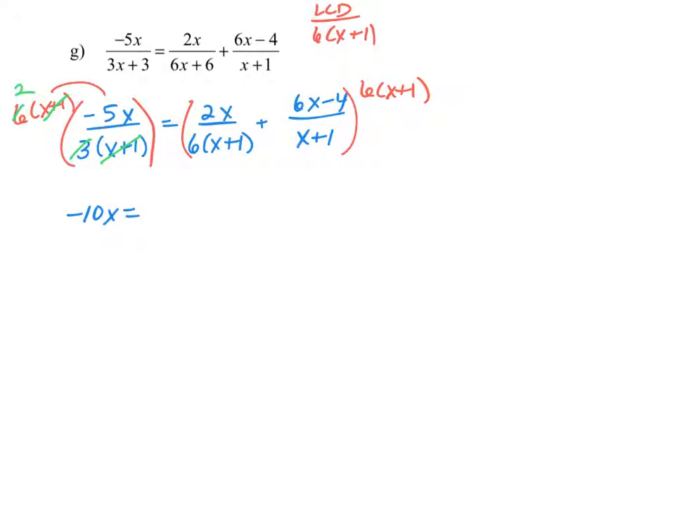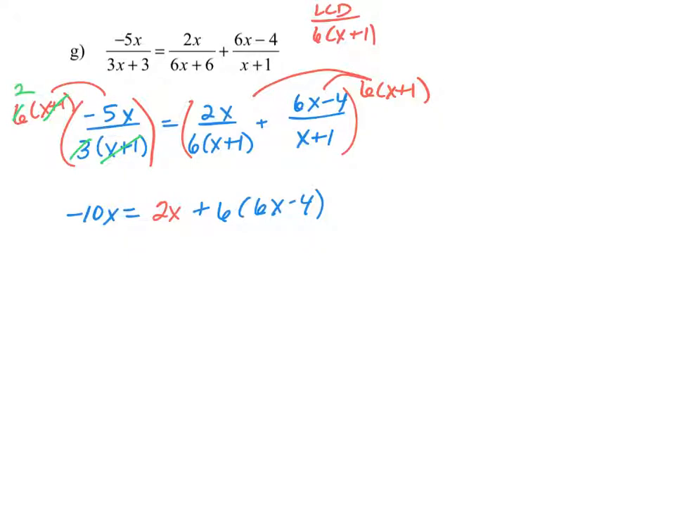When we distribute on the right side, the 6 and the x plus 1 will divide out. So we're multiplying the 2x times 1, so 2x. And then when we distribute the 6 times x plus 1 to the second fraction on the right side, the x plus 1s will divide out, so we're going to be distributing the 6. So it's going to be plus 6 times the quantity 6x minus 4.